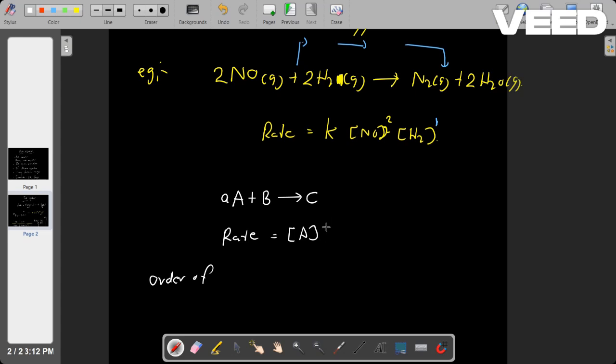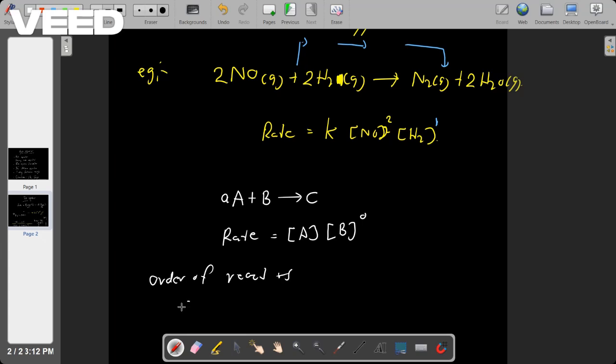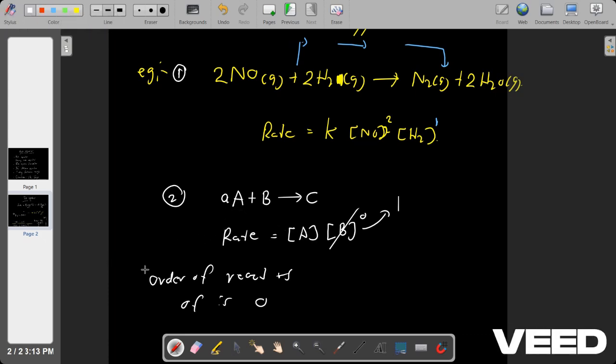Very good. If it is not written, it means 0. Order of reaction of B is 0. Why? Any number to the power of 0 is what? 1. Keep that in mind. So these are the questions they are asking, right? That is why I am discussing these things at the beginning. So you can't say we haven't discussed. We have discussed. So usually if it is 0, then it is not written.